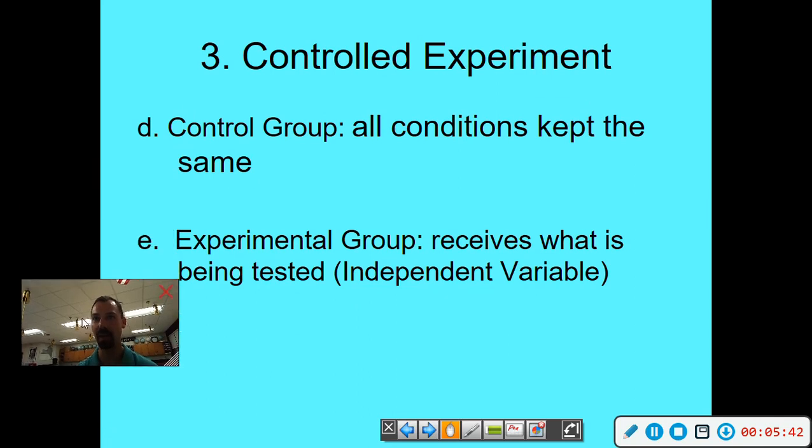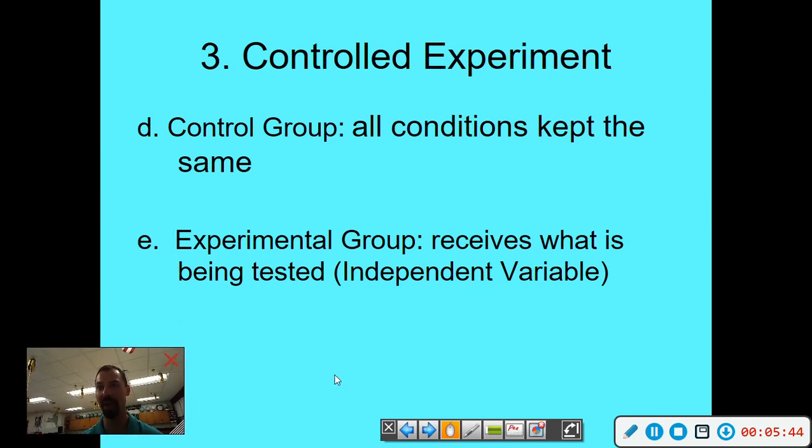All right, and then control group, don't get that mixed up. That's the group of people that will not get the experimental condition. They get the conditions kept the same. So in other words, for the bug spray experiment, they would be the people that don't get bug spray. Oh, those poor people. So there'll be a group with the bug spray, and then there'll be a group without the bug spray. And the control group is the group without the bug spray.